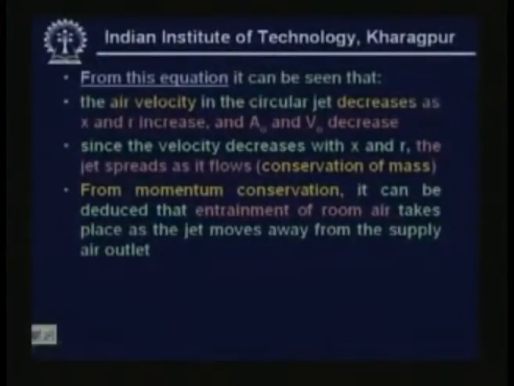Again, from momentum conservation, it can be deduced that entrainment of room air takes place as the jet moves away from the supply air outlet. Okay, so momentum has got to be conserved. So if the velocity of the primary jet is reducing, obviously it has to entrain the secondary air so that the total momentum remains constant.